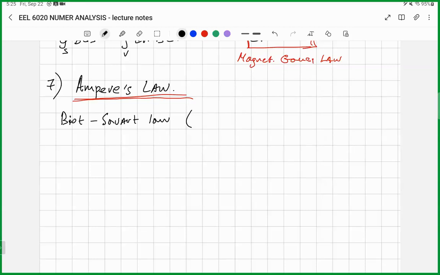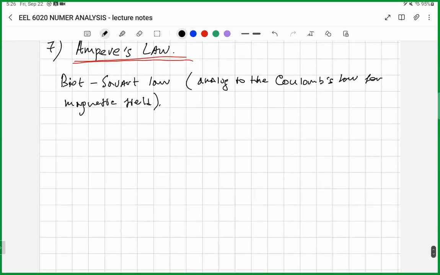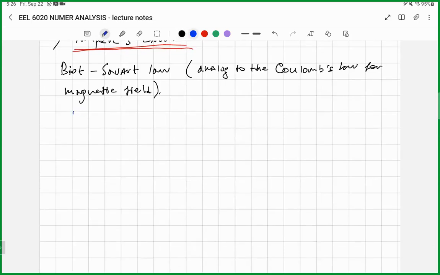So this is kind of an analog to the Coulomb law, but for the magnetic field. Okay, so Biot-Savart law states that if you have a wire that conducts current I, and if we take an element of this current, let's denote it by dl. So dl is the element of the length of the wire with the current.